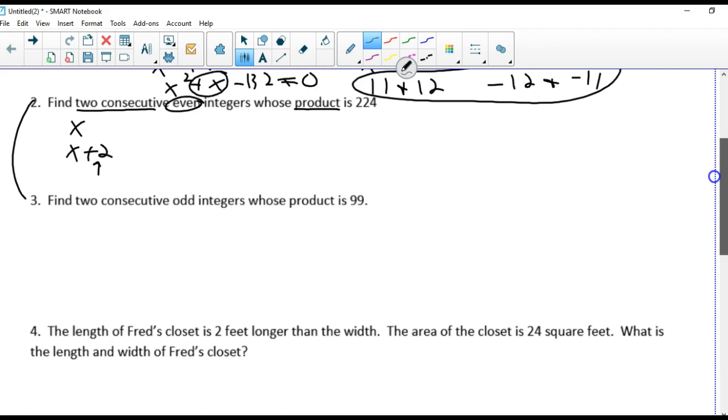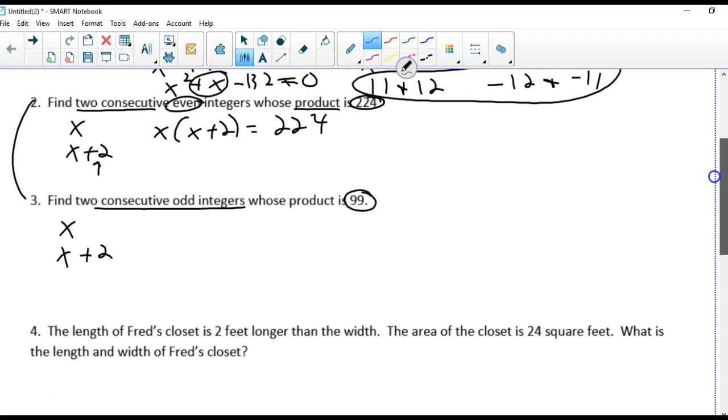In fact, we're going to jump ahead and talk about the two consecutive odd integers are also going to be x and x plus 2. Think about 3 and 5, 35 and 37. They also differ by 2. The 2 has nothing to do with even or odd. It just means every other number. So in this case, the key is that this number is odd, this number is even. Okay? So we're going to have x times x plus 2 equals, let me do it right this time, 224.